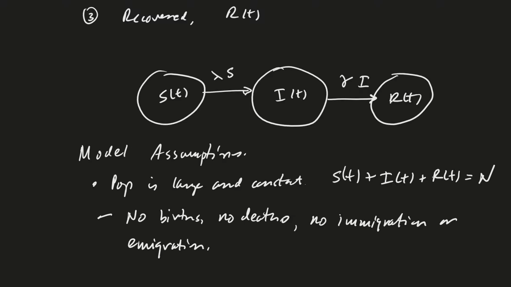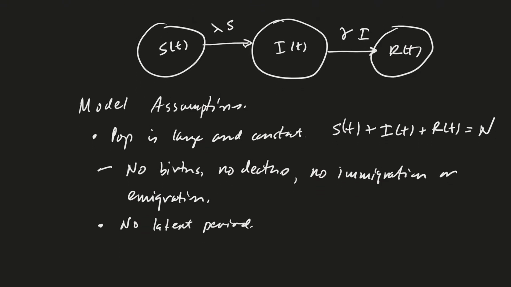Okay, and so what's another simplifying assumption? No latent period. Okay, so when someone moves from susceptible to infected, for example, that's an instantaneous move, right? You're not spending time like half susceptible and half infected, for example. Okay, and similarly from infected to recovered, at some point you move from infected to recovered.